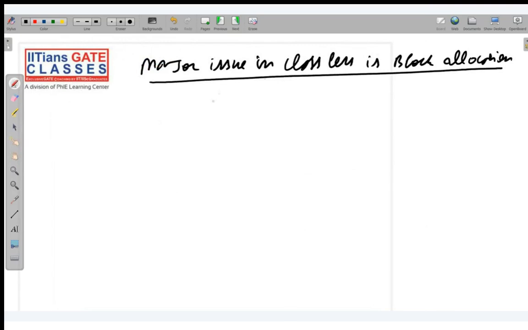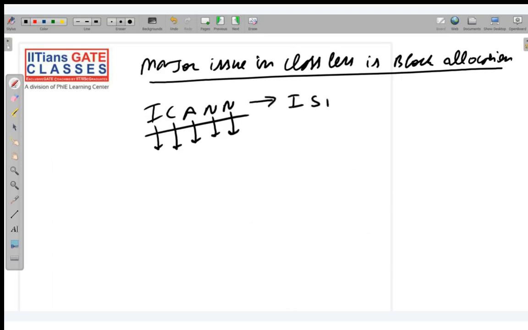These blocks are given by ICANN, Internet Corporation for Assigned Names and Numbers. This ICANN organization will give blocks to ISPs, that is Internet Service Providers. This ISP will give IP addresses to home users. Like this, this is the hierarchy.